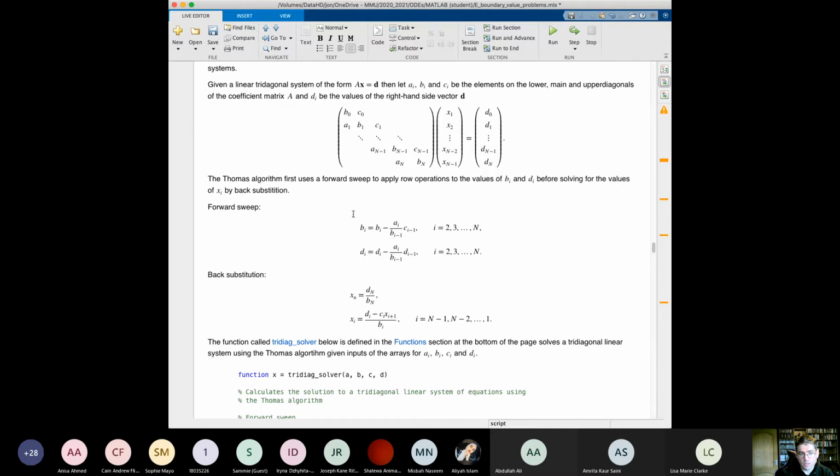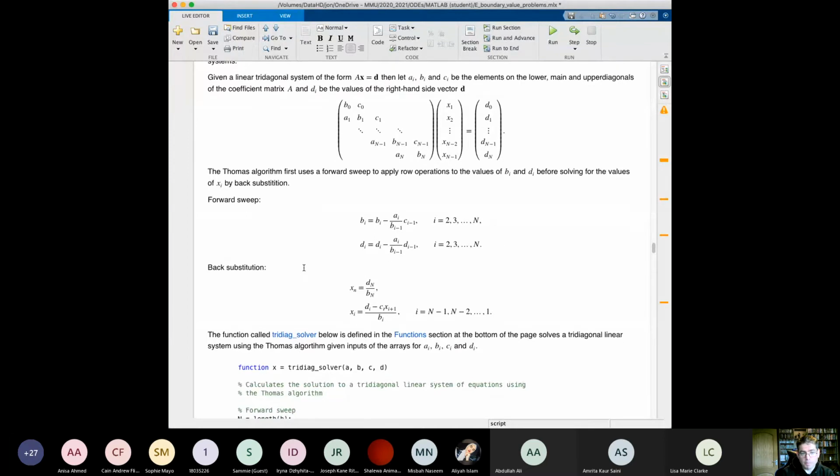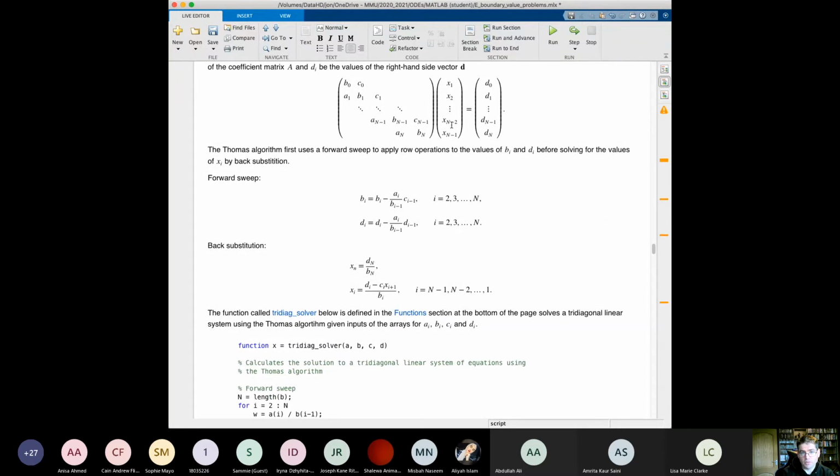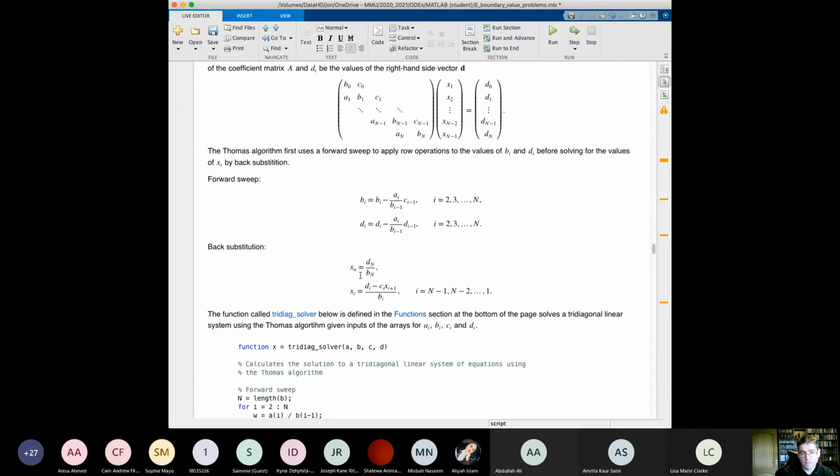So B0 would just be 0. And then as we go up in i's, we just recalculate B. And we also do the same for D. Now D is the constant vector elements. Once we've done that for all i equals 1 to n, we do a back substitution. So x_n is our solution. Okay, so you can see here this is the solution x_n. So the solution of the last node is just the last d divided by the last b, and the solution for all other nodes is given by this.